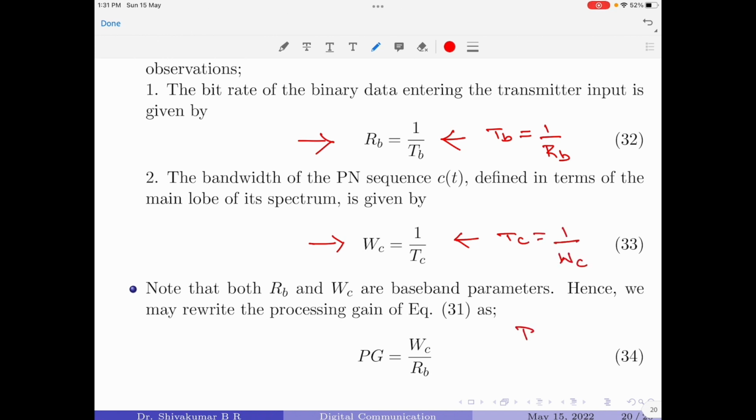We have previously said that processing gain is the ratio of bit duration divided by chip duration. Now, I'll be replacing TB and TC in the equation for processing gain and write the same in terms of RB and WC. As shown in equation 32 here, TB is equal to 1 divided by RB, and as shown in equation 33, TC is equal to 1 divided by WC. Rewriting this, we will obtain the processing gain as WC divided by RB. This is just an alternative expression for the processing gain written in terms of TB and TC.